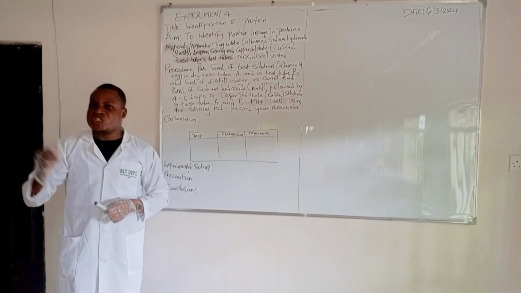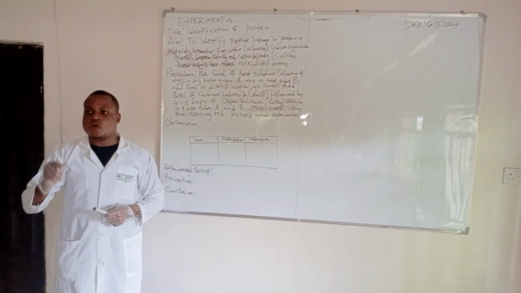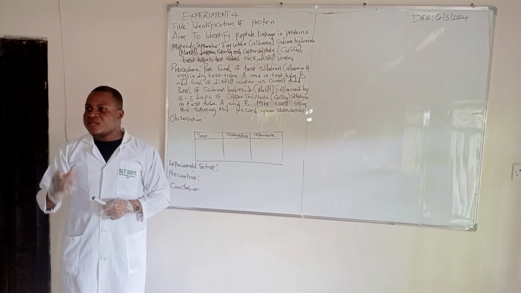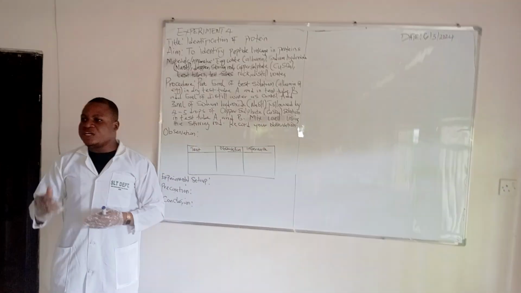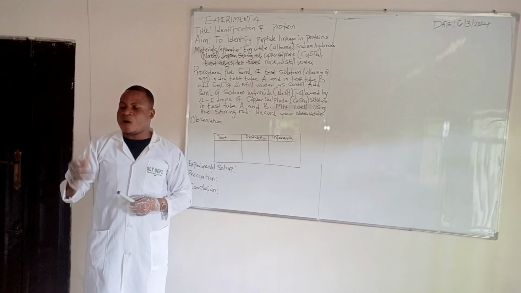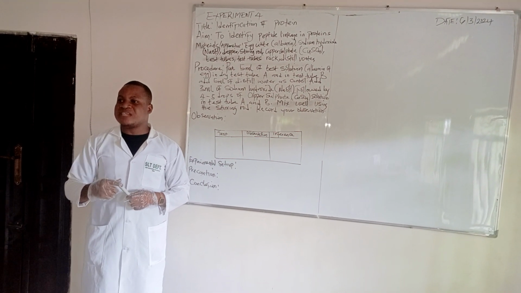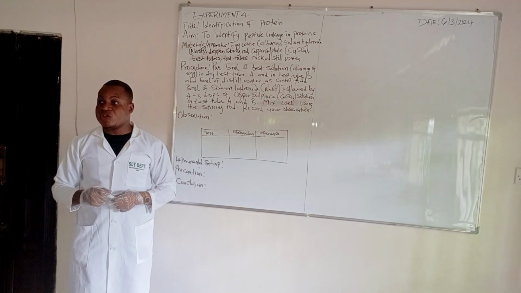Now, if you carry out this procedure, your observation is supposed to be a color change. The color change is a violet or a purple color. That is, if sodium hydroxide is mixed with egg white or the albumin of egg together with 4 to 5 drops of copper sulfate solution, what you will observe is a purple coloration. That is your observation.